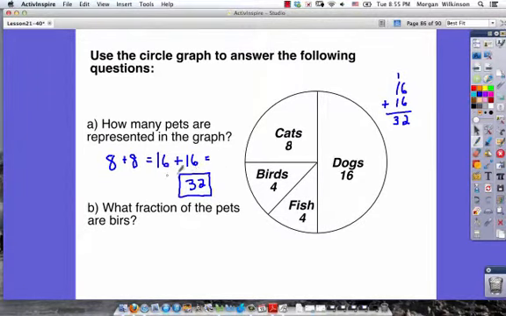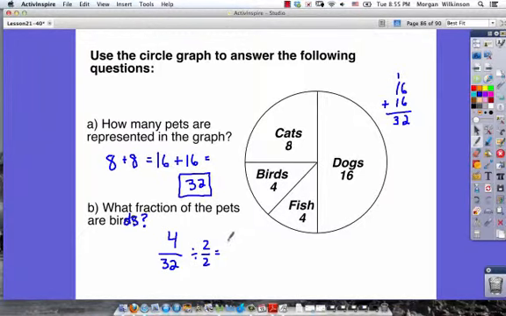Now question B says, what fraction of the pets are birds? B-I-R-D-S, of course. Birds needs a D in it. We can rewrite that. What fraction of the pets are birds? Well, we can see we have 4 birds. So the fraction of the pets that are birds must be 4 out of 32. If we have 4 out of 32, well, both of these are even numbers, so we can cut them in half. Let's do that.